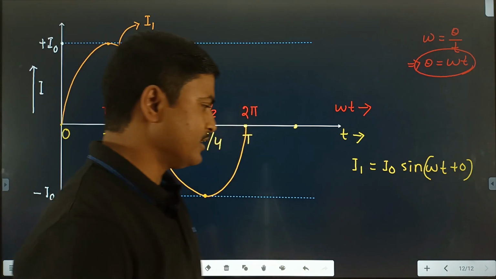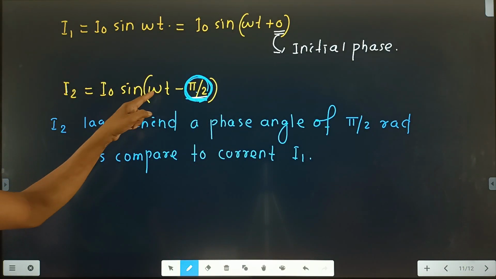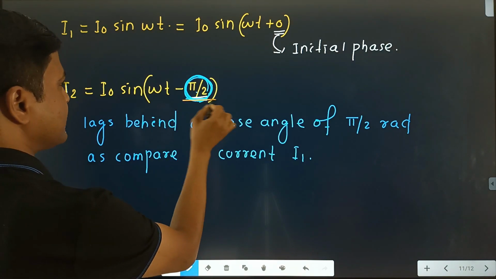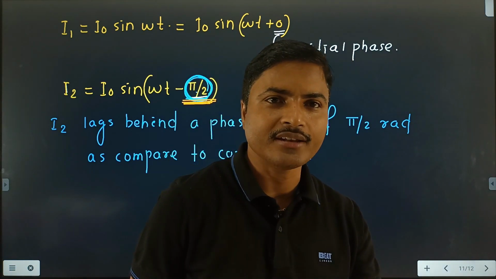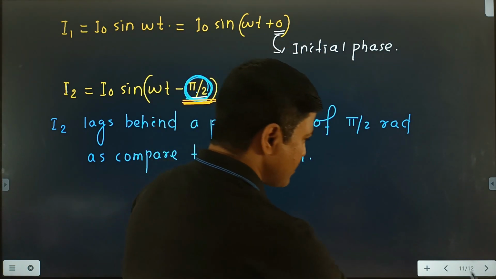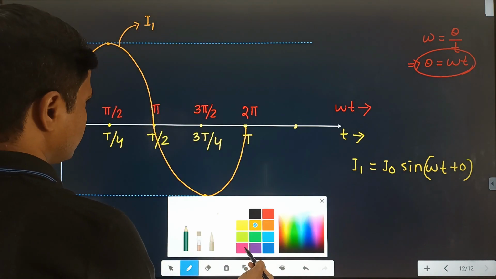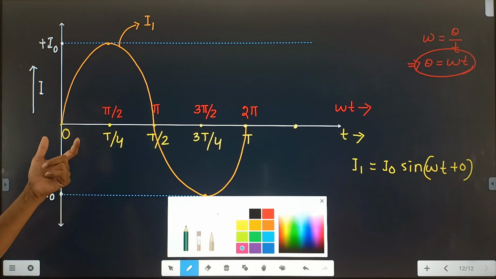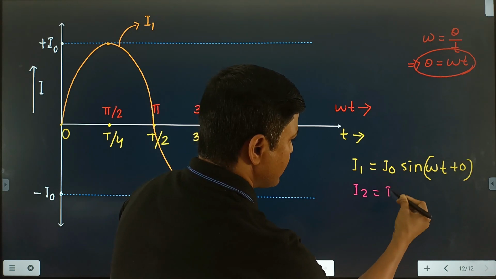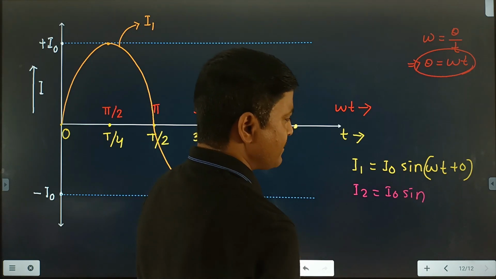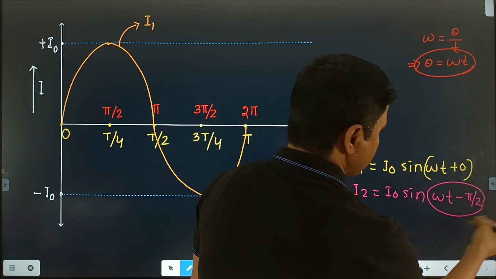Clear? Similarly for I2, this is the equation I0 sin omega t minus pi by 2. Minus pi by 2 means it lags behind, that is after current I1, and we draw the graph. Here we write the equation for I2: I2 is equal to I0 multiplied by sin omega t minus pi by 2.